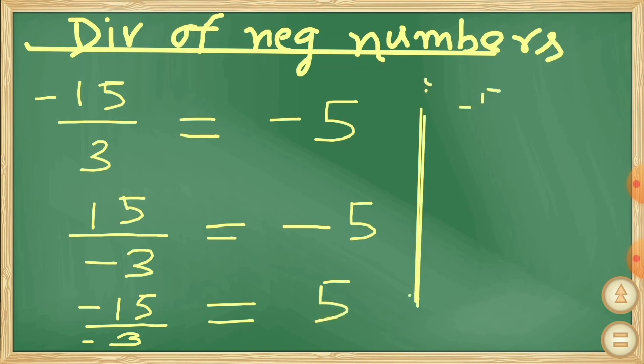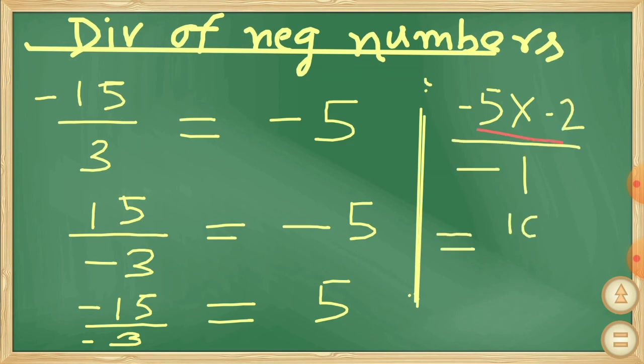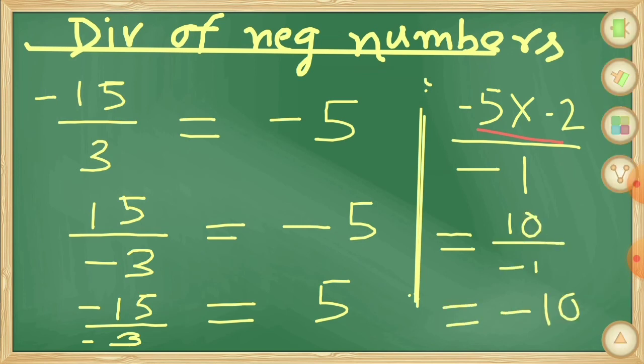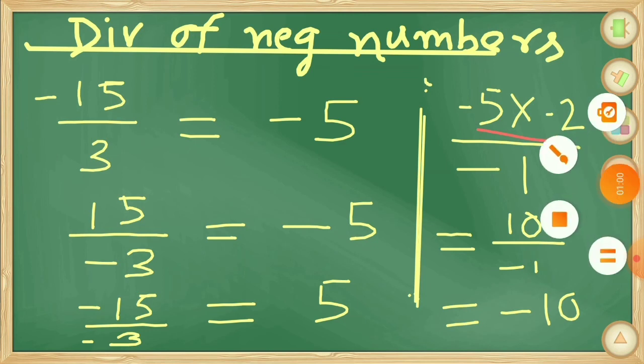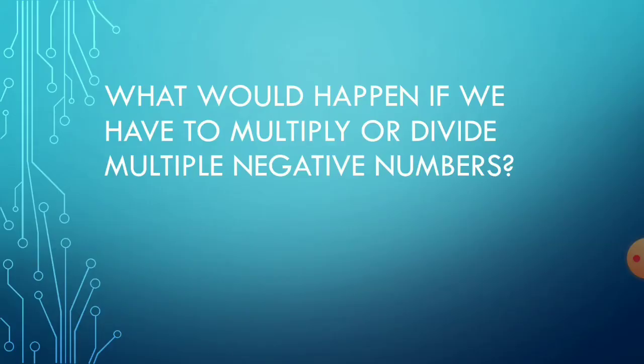Now let's take a unique example that includes both multiplication and division. Here we have minus 5 into minus 2 upon minus 1. So first we are going to multiply the negative numbers, that is minus 5 into minus 2, that becomes 10, and upon minus 1, that is minus 1 is dividing 10. So again one number is negative in the division, so the final answer would be negative 10. So that's how the division of negative numbers is done.